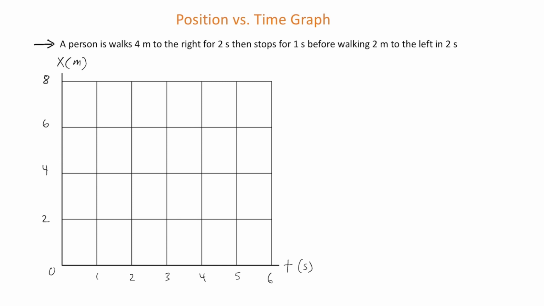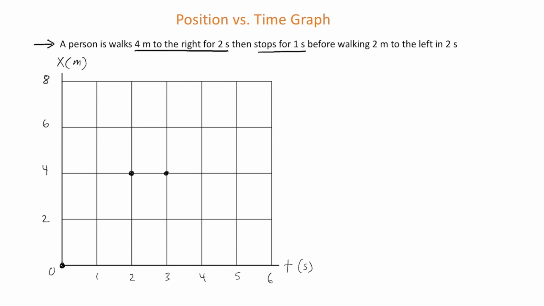We always want to plot an initial point, and we are going to say our person was at 0 meters at 0 seconds, and then they walked 4 meters to the right for 2 seconds. So they will be at a time 2 seconds and a position of 4 meters. The person then stops for 1 second. So time increases. We are now at a time 3 seconds, but the position stays the same. The person's position didn't change because they didn't move.